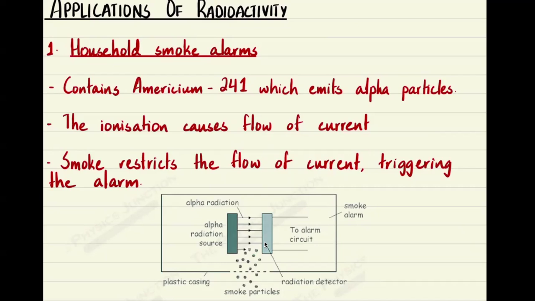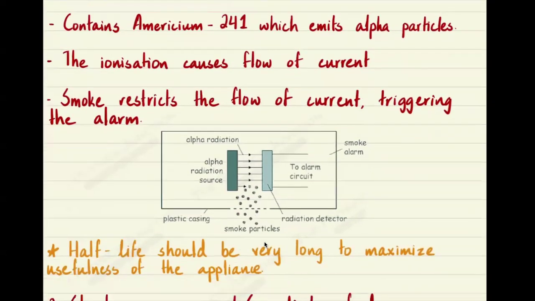Now, for example, we're using this in a household smoke alarm. So do we or do we not want this source to run out? In smoke alarms, I really do not want this to run out because that would mean I replace my smoke alarms really often, and that just increases the cost for me. So I would want it to have a really long half-life so that I can maximize the usefulness of the appliance and use it for a very long time.